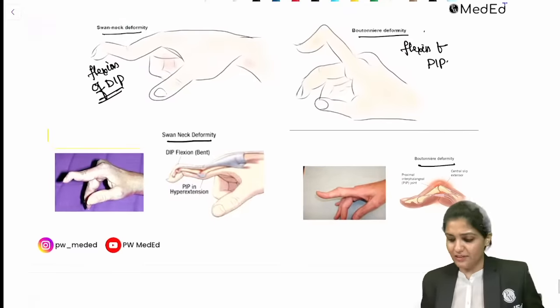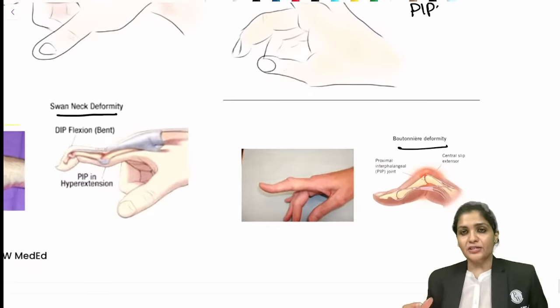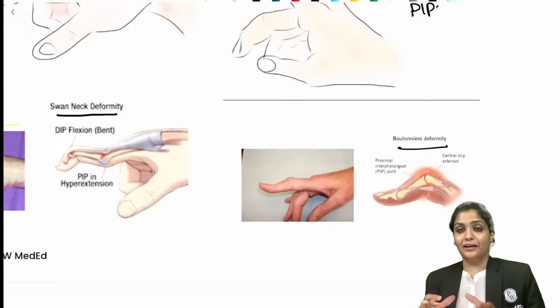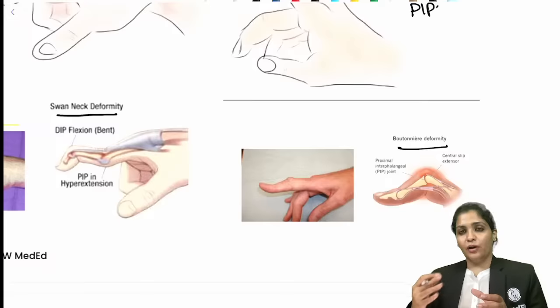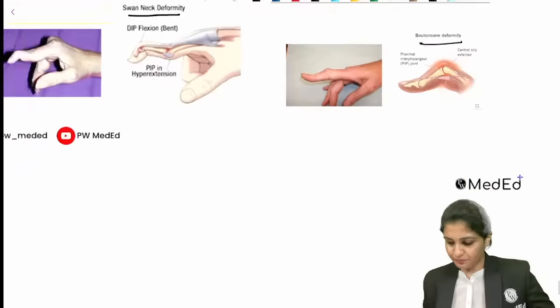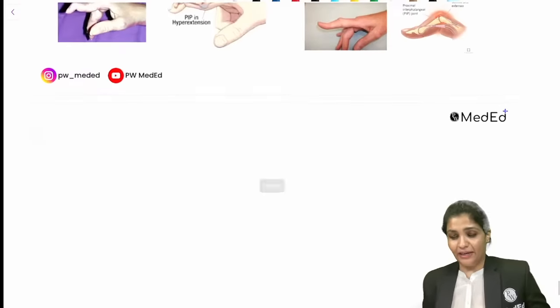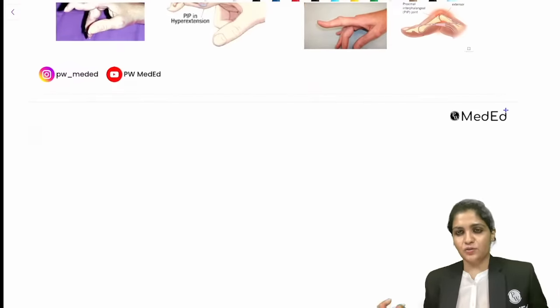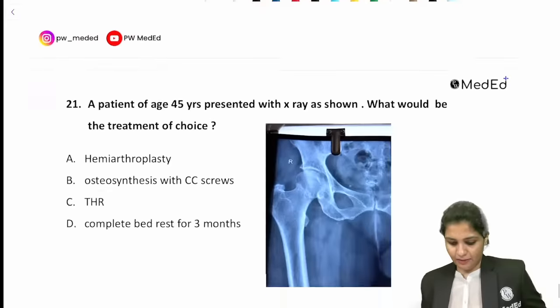And regarding the pathology involved, it is not because some muscle is pulling. It is because of the extensor tendons. There will be slip of the extensor tendons and slip of the volar plates which are present. So the extensor mechanism will be disturbed, hence it results in flexion. So those are the various deformities. Your Boutonniere's, swan neck, ulnar drift, all these deformities are seen in rheumatoid arthritis, right?